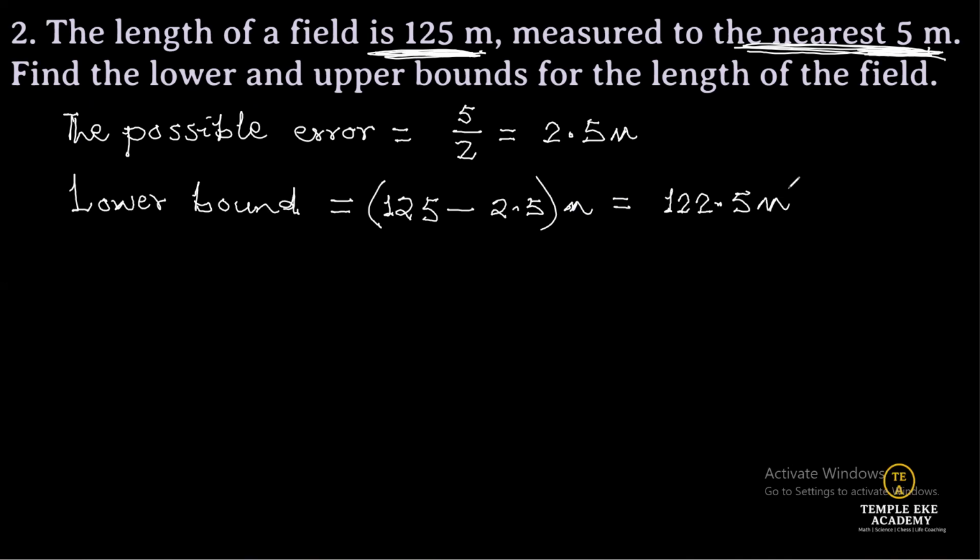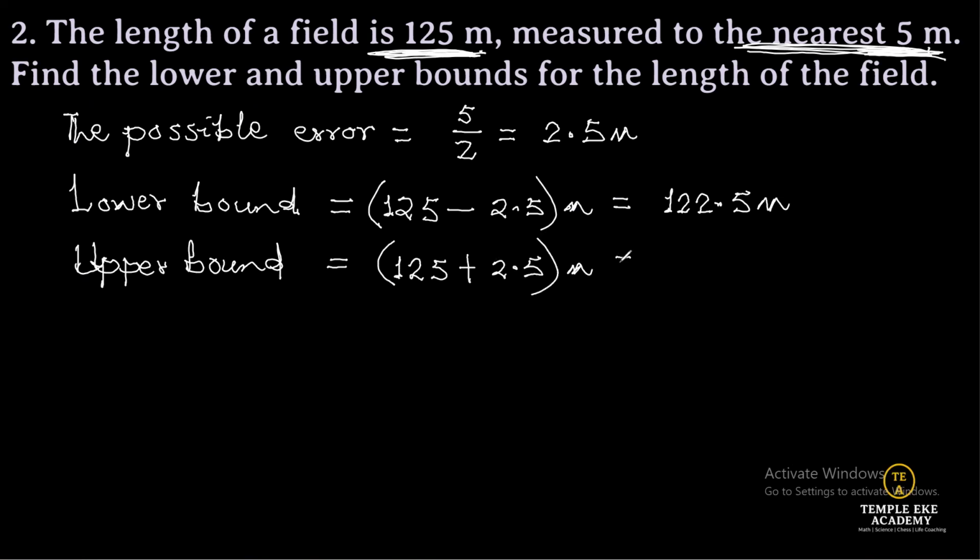In a similar manner, we can find the upper bound. The upper bound is going to be by addition this time around. So we take the rounded or estimated value, 125, and add the possible error, plus 2.5 in meters. And this will, of course, give us 127.5 in meters.